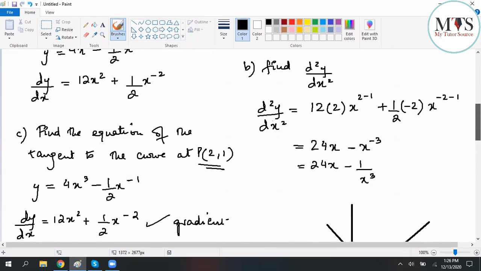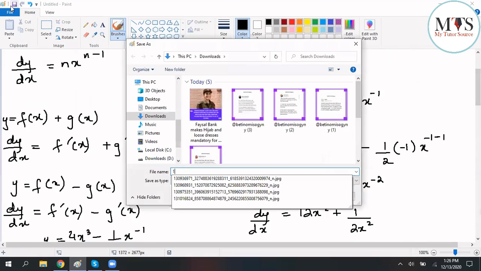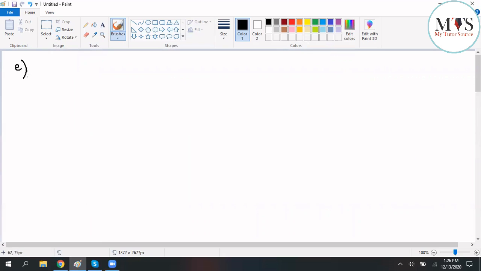Okay, so last thing they can ask you is about the stationary points. Do you remember the equation of the first derivative, dy over dx? Can you tell me the equation? dy over dx equals what?